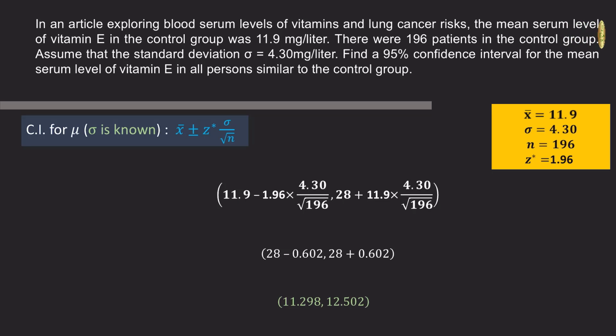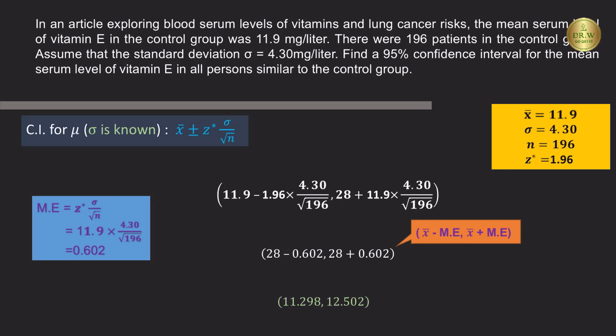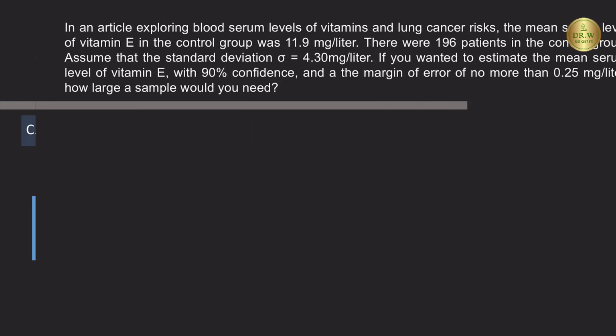Then let me talk about the margin of error. What is the margin of error? How do we calculate the margin of error? Margin of error is z star sigma over root n. Once we know the critical value z star, sigma and root n, we can calculate the margin of error. Once we know the margin of error, how do we calculate the confidence interval, lower bound and upper bound? It is x bar plus or minus the margin of error. Then go to the next part.